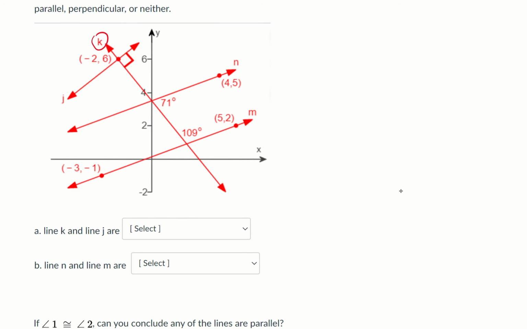Well, if you look at the lines, you can see that J and K cross, so they're definitely not parallel, but they also cross at a 90-degree angle. And what did we say earlier? We said that perpendicular means they cross at a 90-degree angle. So these guys are perpendicular.